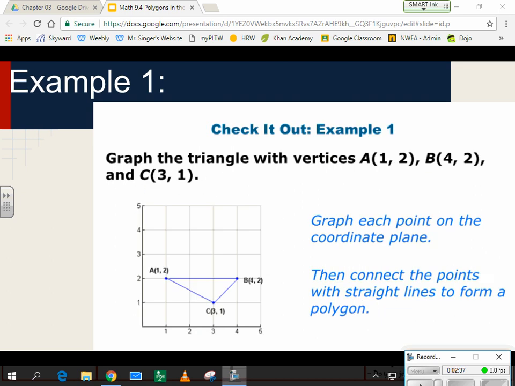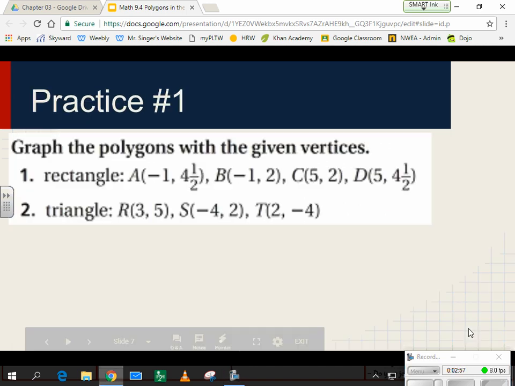Here's another example to look at. So I was given 1, 2 for A, 4, 2 for B, and 3, 1 for C. What I did with my drawing is I just made the first quadrant. And you can see that if you place these on there, this is what it would look like. Graph the dots and then connect the dots.